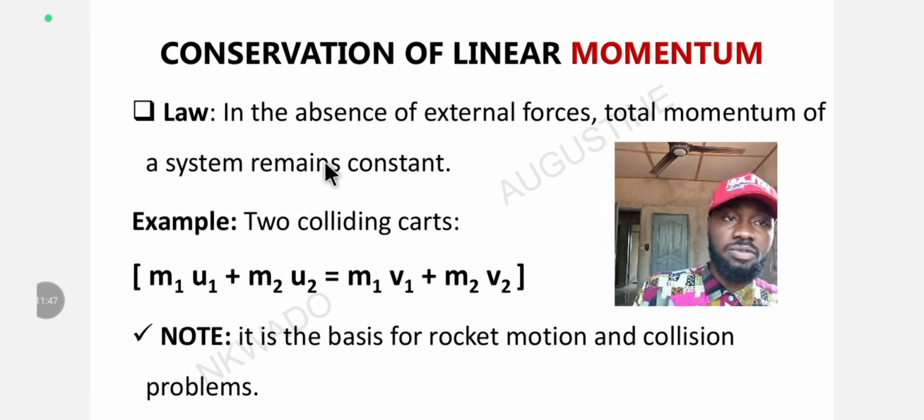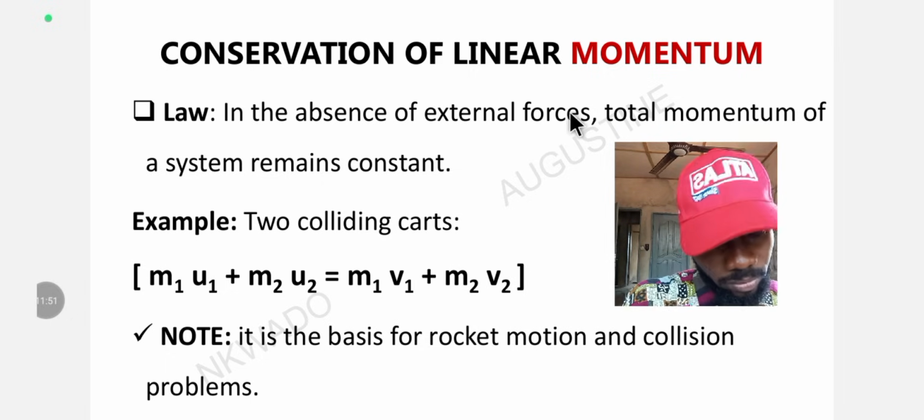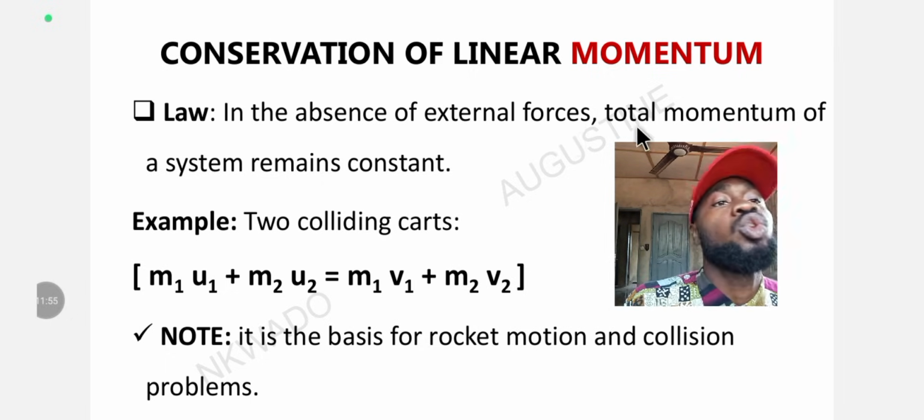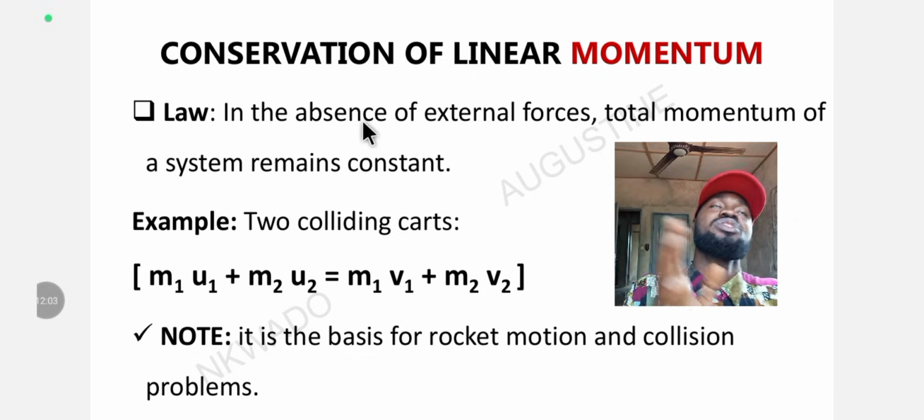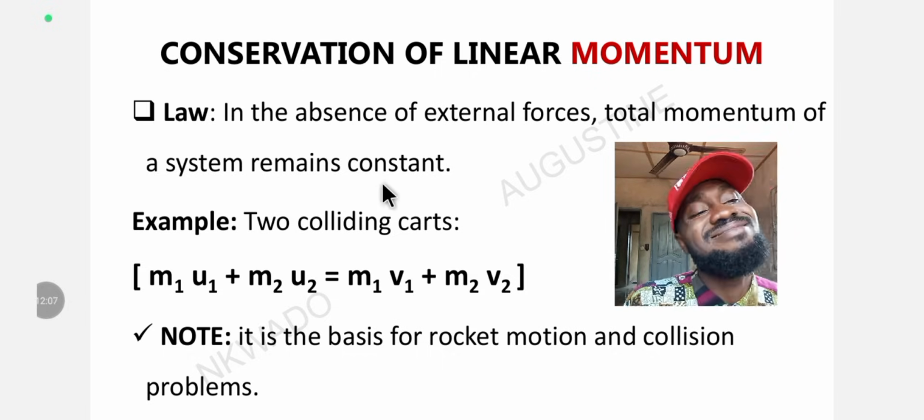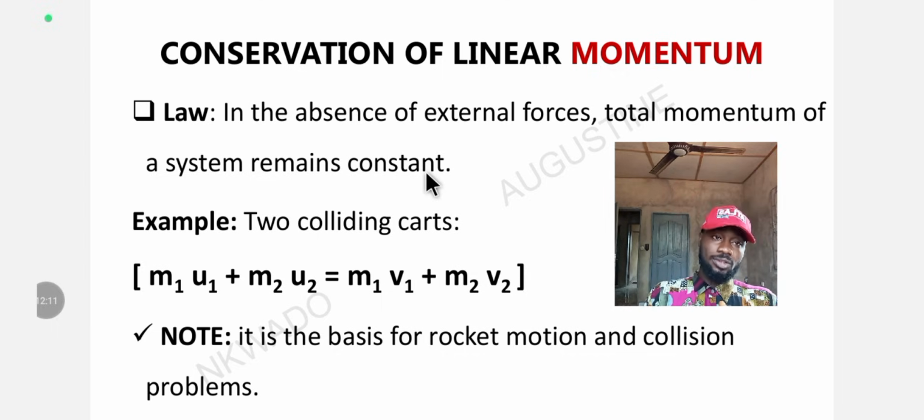So what is the law of conservation of linear momentum? The law states that in the absence of external force, that is, when there is no external force acting on the body, the total momentum of a system remains constant. If I'm walking with a momentum of 5 kg m/s and no external force acts on me, my momentum is going to remain constant until I get to my destination, until I decide to stop walking, or an external force acts on me and makes me stop. So I am going to continue moving. The momentum is constant, provided no external force acts on it.